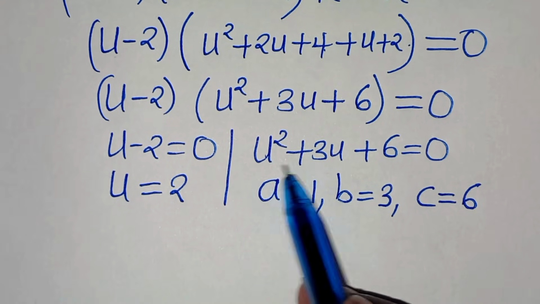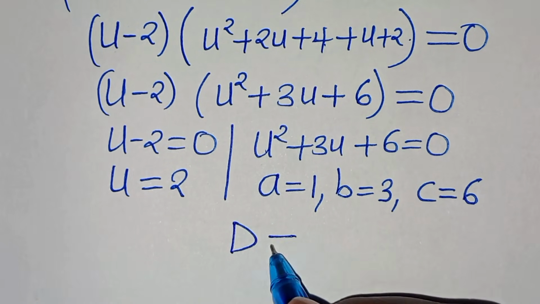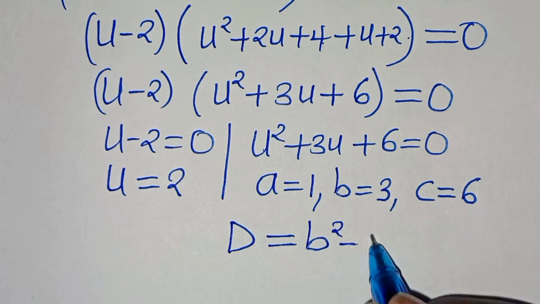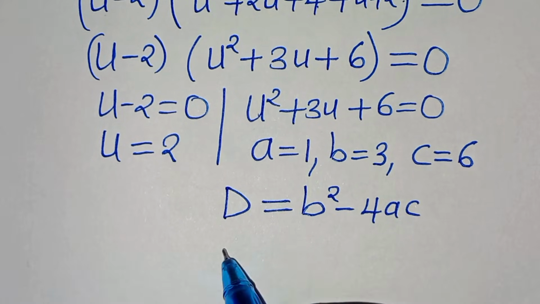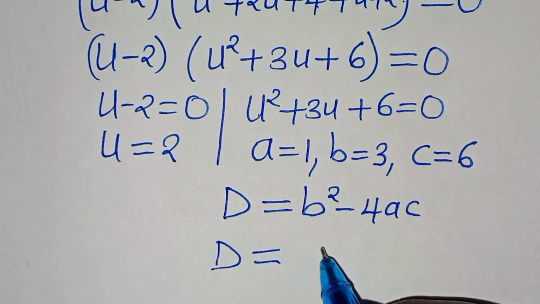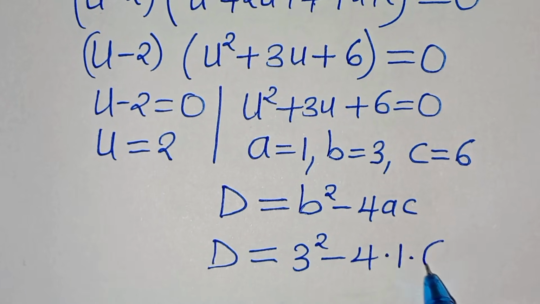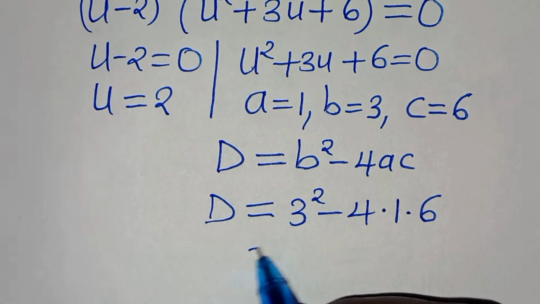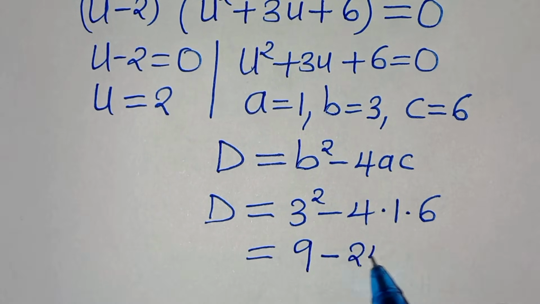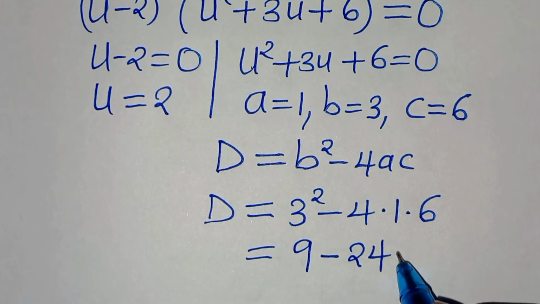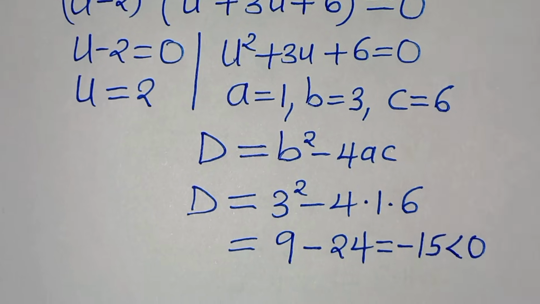Now, let's assess the nature of the roots of this quadratic equation. Let's determine the discriminant value, which is b squared minus 4ac. So let's substitute a, b, and c, so that now the discriminant value here is 3 squared minus 4 times a, which is 1, times c, which is 6. Now, we have that 3 squared is 9, minus 4 times 6, this is 24. And we have 9 minus 24, this is equal to minus 15, and this is less than 0.